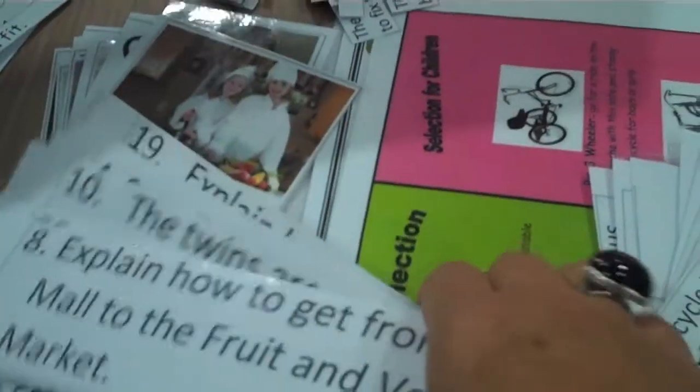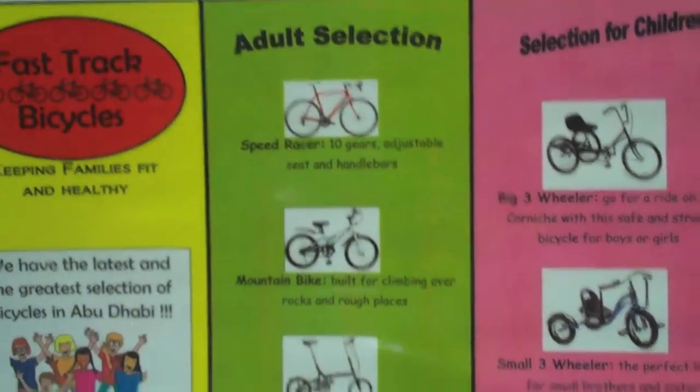Okay, you've got the other ones there. So yeah, there's about 40 questions all related to that. Then I made this one of a bicycle shop, advertising bicycles. And then there'll be questions like, which bicycle is for small children?